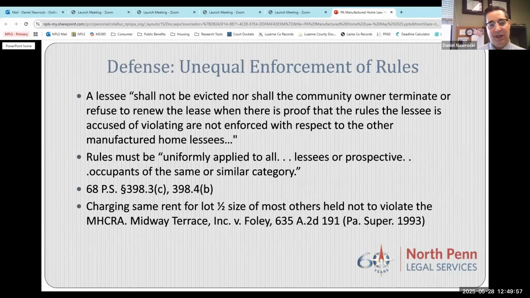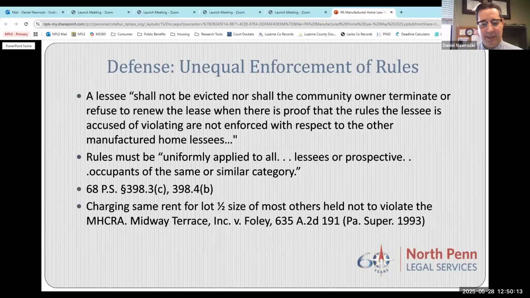And so we're just going through some of the defenses. Like the first one, those notice requirements, and I think that's one of the more common defenses that we raise, especially with the magistrates.